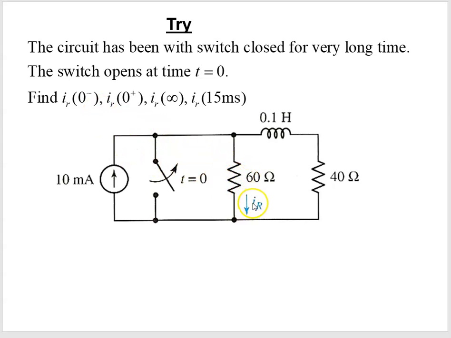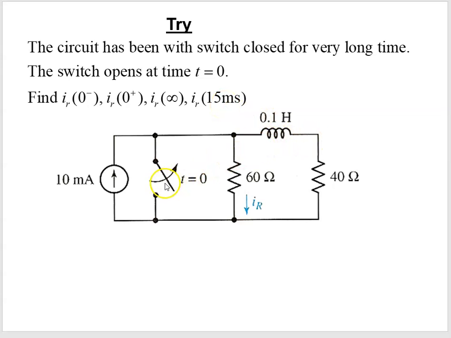This has a small r, I think we mean a capital R. And we want to find that current just before the switch is opened, just after the switch is opened, a very long time after the switch is opened, and at 15 milliseconds after the switch is opened.